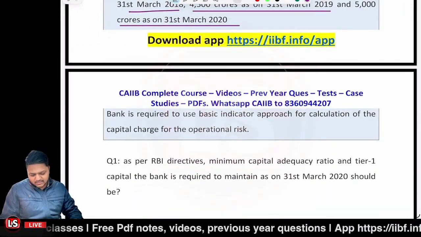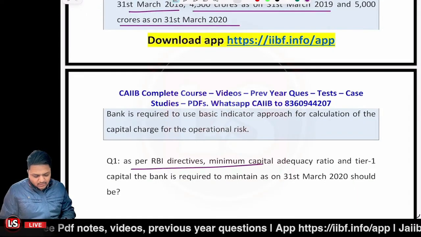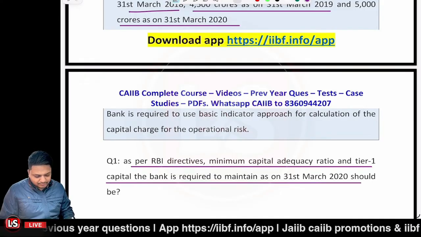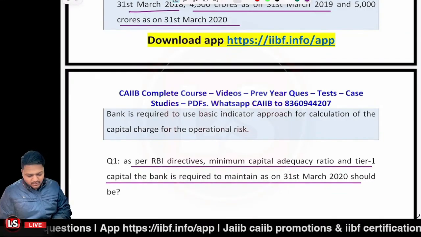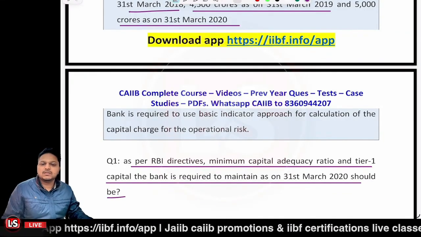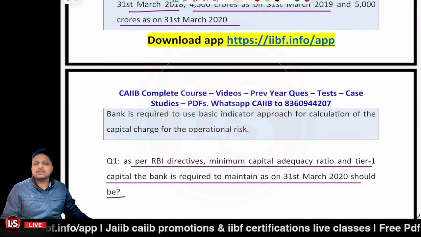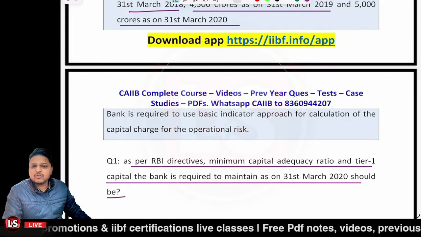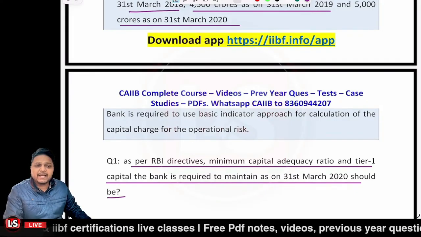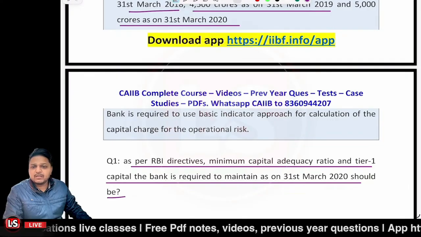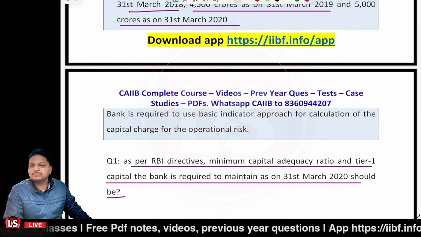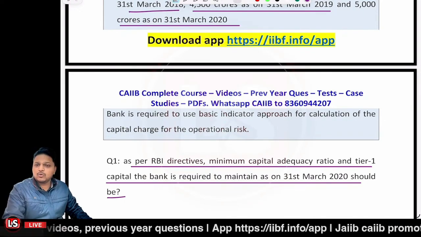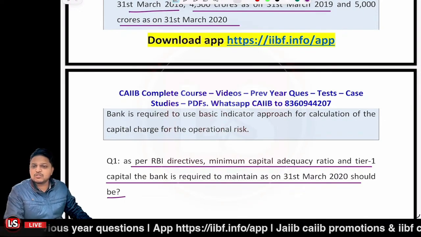So the first one, it says, as per the Reserve Bank of India directives, what is the minimum capital adequacy ratio and the tier 1 capital the bank is required to maintain as on 31st March 2020. Anyone, if you can answer me for the same, because I have already conveyed the idea to you that how we can be solving such questions.